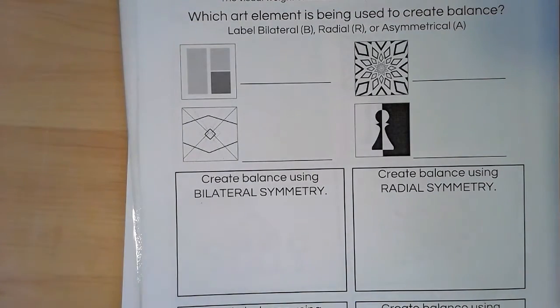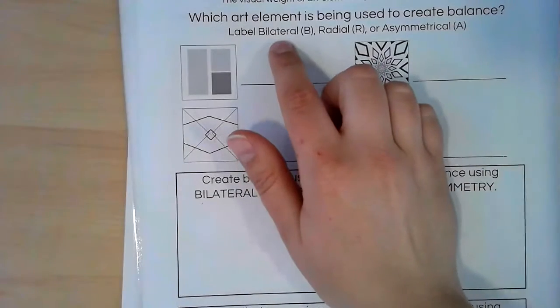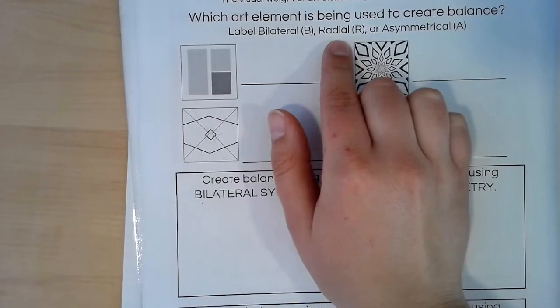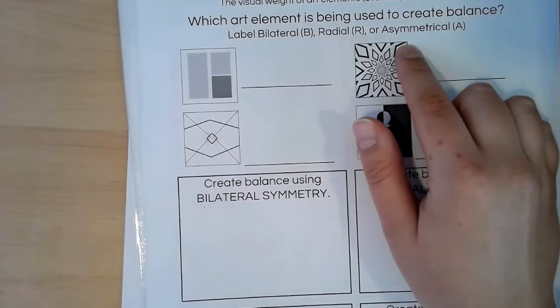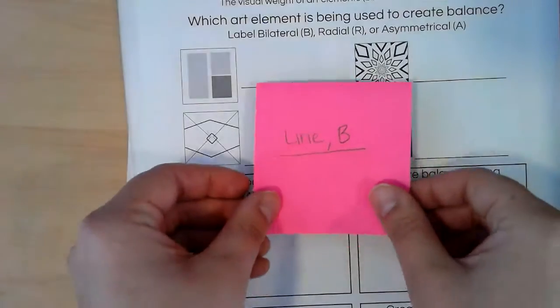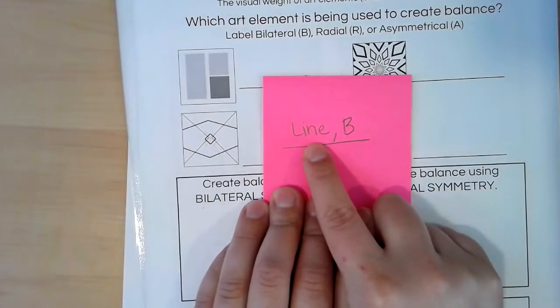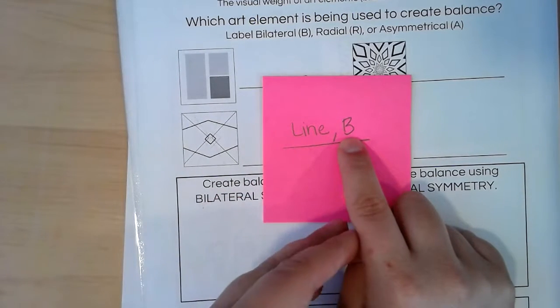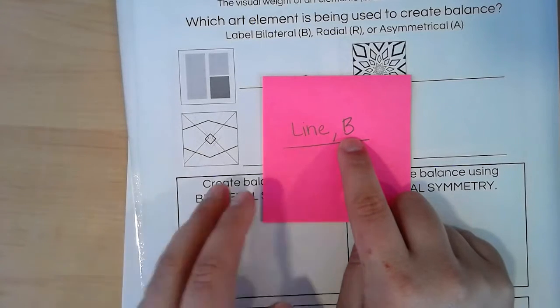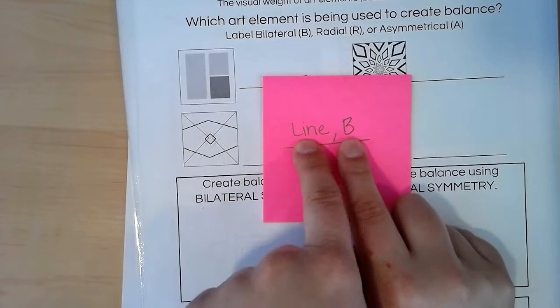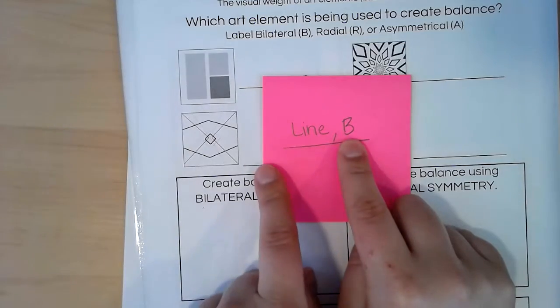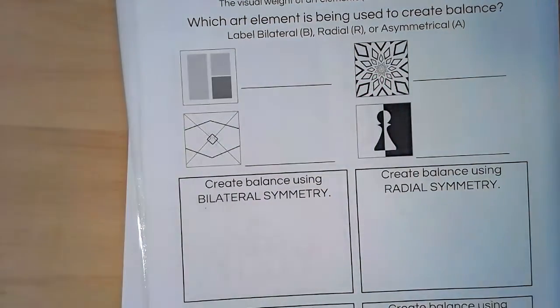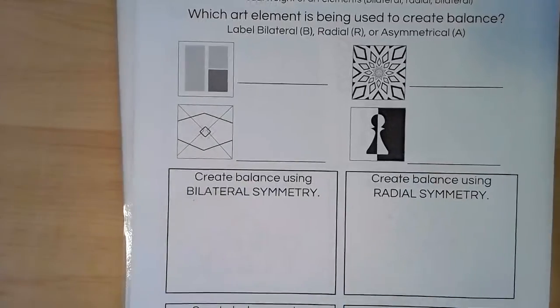The second thing you need to do is identify what type of symmetry you see. Do you see bilateral symmetry, radial symmetry, or asymmetry? So your label is going to look something like this, okay? You're going to write down an art element like line, and then you're going to write down a B, an R, or an A for bilateral, radial, or asymmetrical. Then I know that you can identify not just the art element being used, but also what type of symmetry you see being used. Okay, so two things that you need to have in that top half.